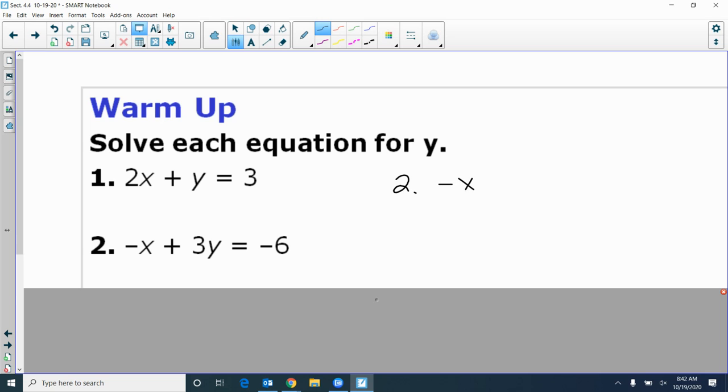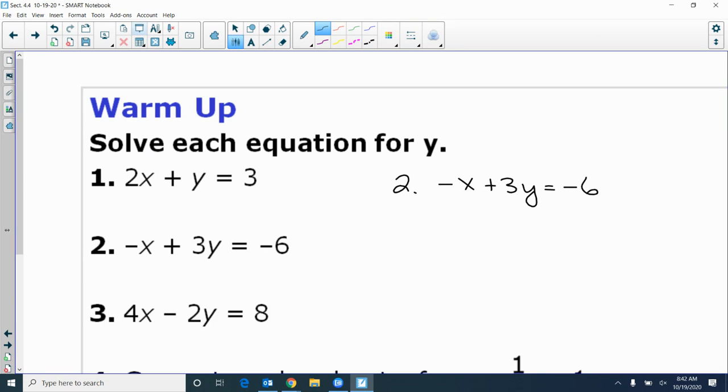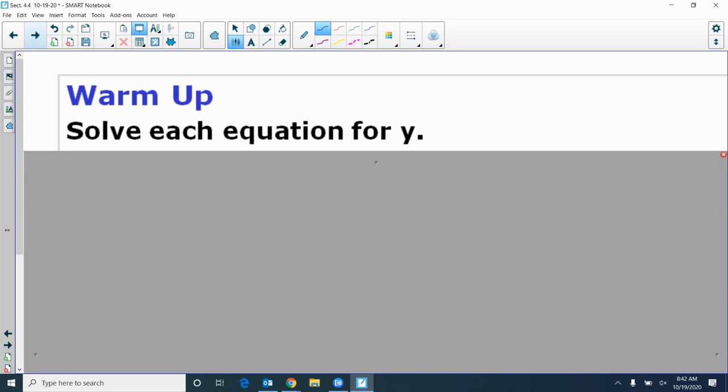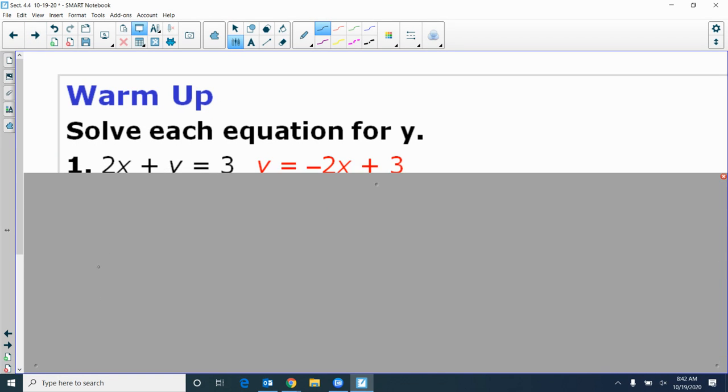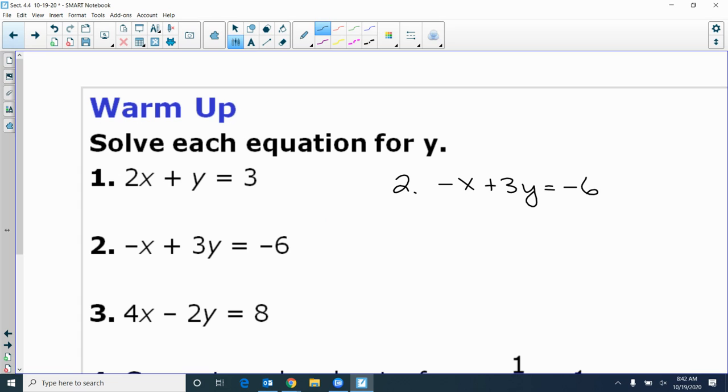Okay? Negative x plus 3y equals negative 6. Hold on here. Don't worry about number 3 there. Let's just look at number 2. Okay, yeah, what do you got? Add x to both sides. So if I add x, now tell me what to write. Go ahead, Caitlin. 3y equals negative 6 plus x. Okay. And then divide by 3.